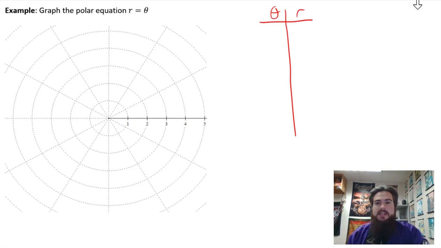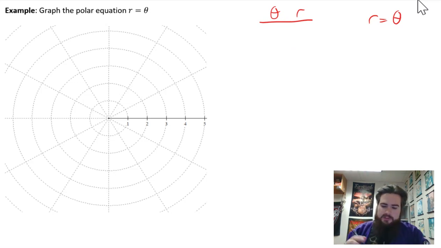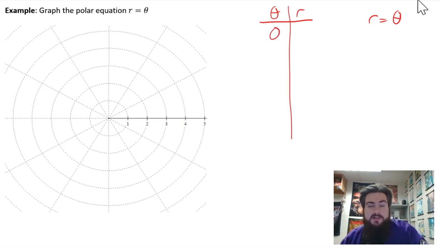For this case, the t-table is going to be relatively simplistic because when we have r equals theta, that means no matter what I plug in for theta, I'm going to get the same value back for r. So, for example, if I plug in 0 radians for theta, I'm going to get 0 back for r. If I plug in pi over 2 radians for theta, I'm going to get pi over 2 back for r.